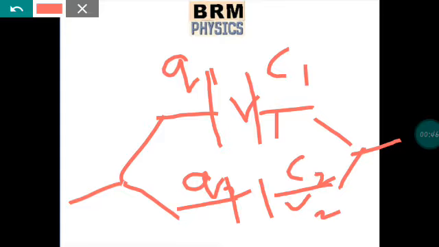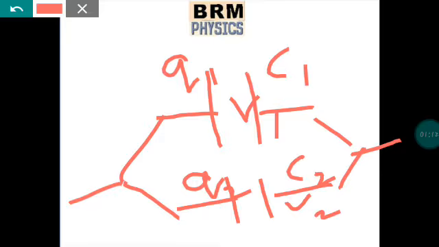So there will be flow of charge, there will be sharing of charges, and these charges will move from high potential to low potential till the capacitors obtain equal potential. That equal potential is known as common potential. So we are going to find the expression, or the formula, for common potential.